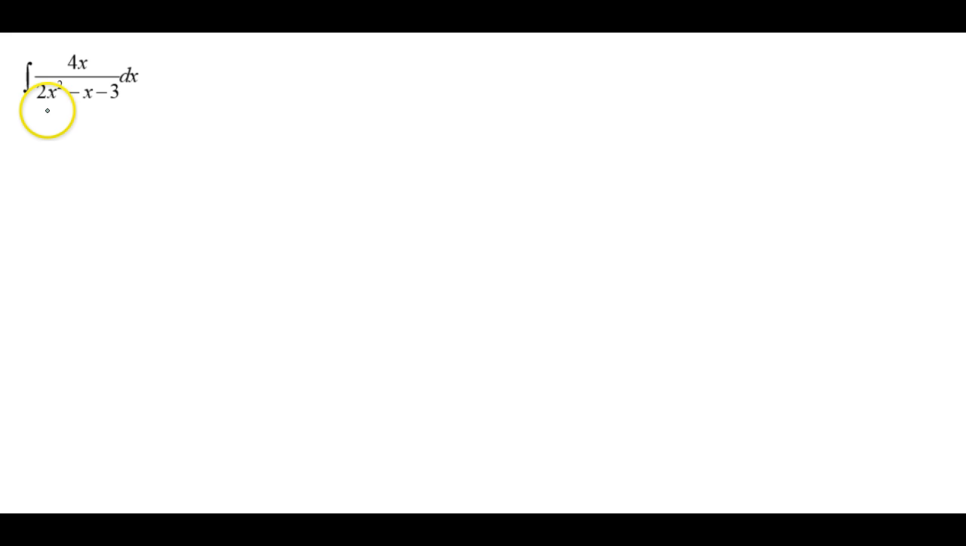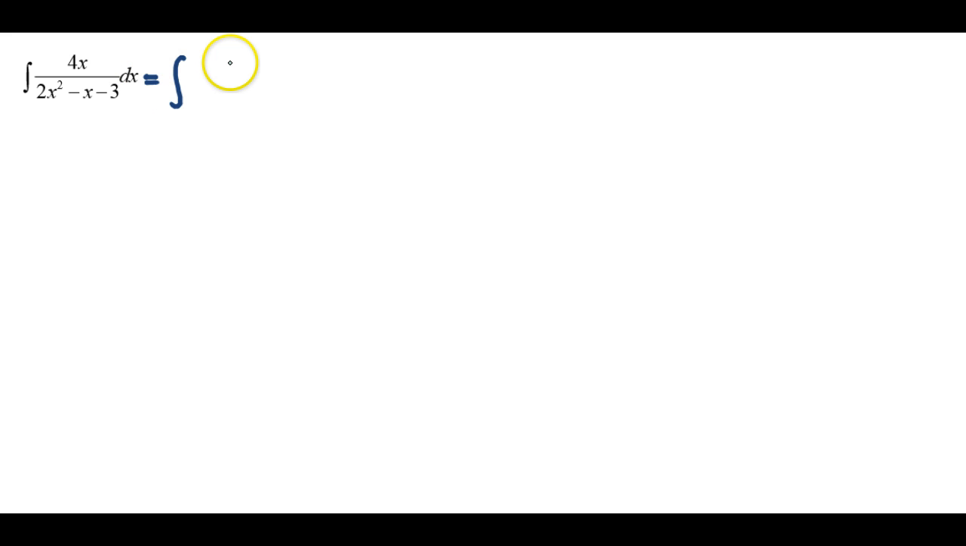Alright, looking at this next one, I have the integral of 4x over 2x squared minus x minus 3. So if we tried u substitution here, if we let u be the denominator, the derivative is 4x minus 1. So in the numerator, since we only have a 4x, this is not a candidate for u substitution. So I have to use the method of partial fractions.